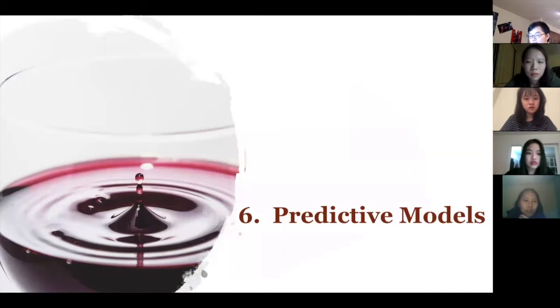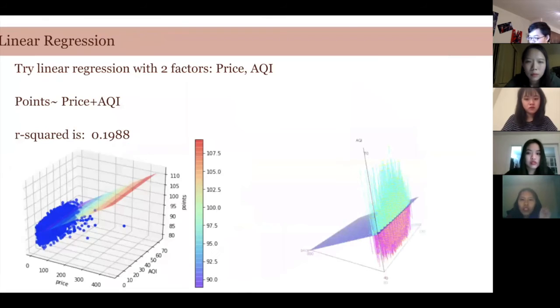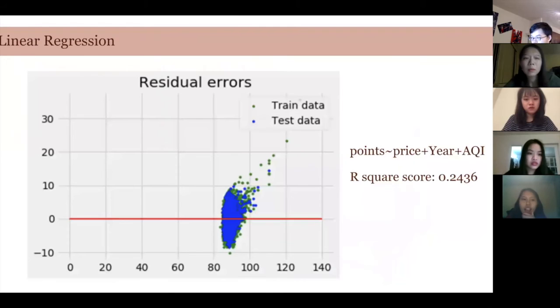Thanks, Tenzing. I'm going to talk about the predictive models. Next slide. We try to see what factors might influence points. So first, we try to fit a linear regression model, and we take the price and AQI as the independent variables and points as the one we want to predict. You can see from the results that the model doesn't do very well, and R square is only 0.1988.